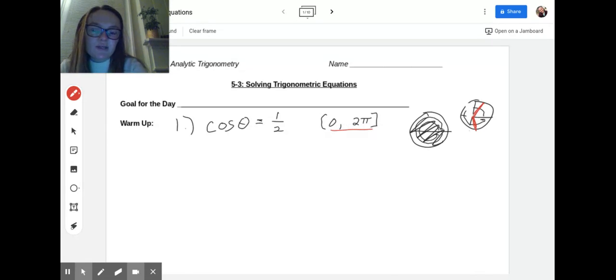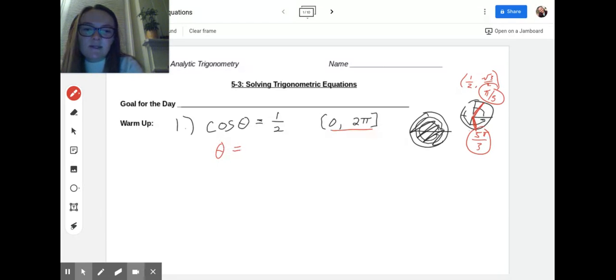Well, the first one, cosine is equal to 1/2, happens right here at pi over 3. Its ordered pair is 1/2 comma radical 3 over 2. And it also happens down here at 5 pi over 3. And so what we would say is that the answer to this is that theta is equal to pi over 3 and 5 pi over 3 on the interval 0 to 2 pi. Okay, so that is what's called a specific solution. It's a solution that's on a given interval. What happens if I want a generic solution?